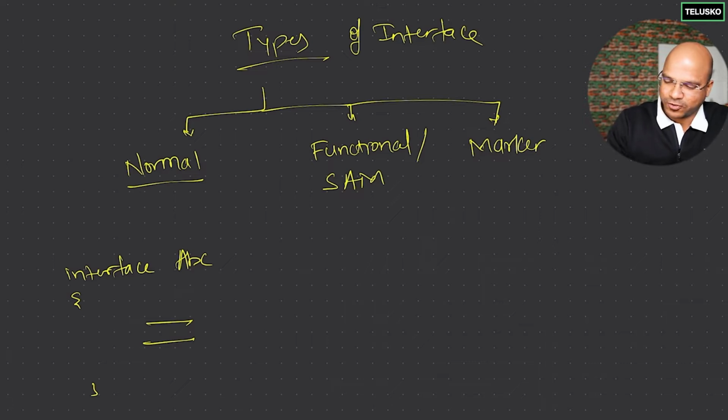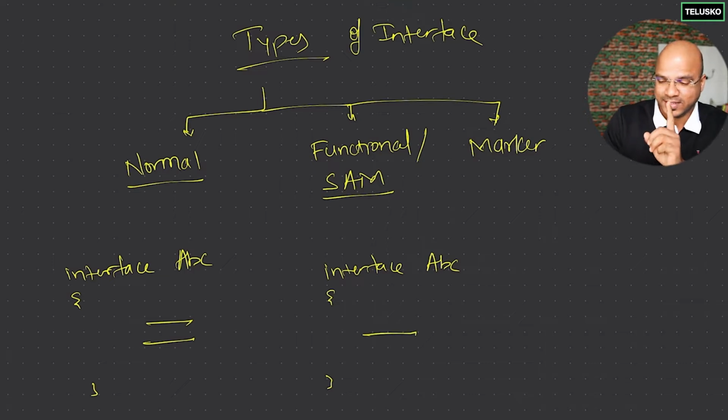Before talking about functional interface, let's talk about SAM. SAM stands for single abstract method. That simply means if you have an interface, and let's say the interface name is ABC again, and in this interface you have only one method, that is called a single abstract method interface, which is SAM, and we can also call it a functional interface. Why it is called functional, we'll understand in the next video. We have a separate video on that.